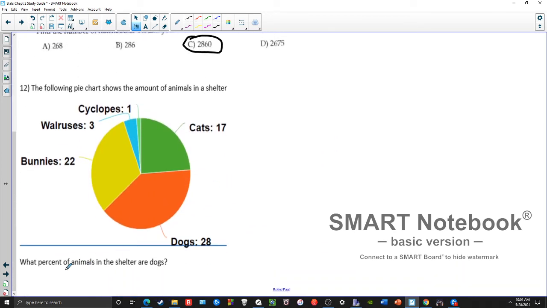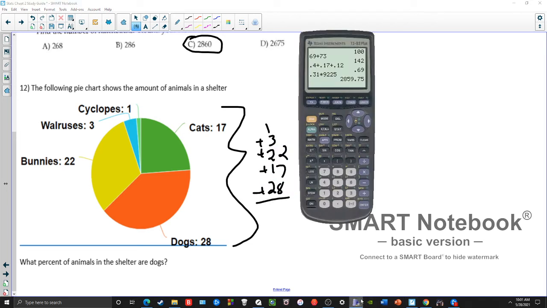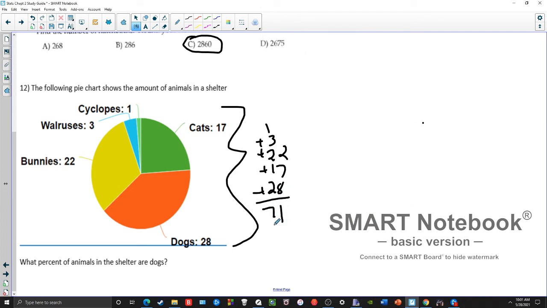So what percent of animals in the shelter are dogs? Well, first we have to figure out how many animals total are there. So 1 plus 3 plus 22 plus 17 plus 28. We get 71. So what percent are dogs?